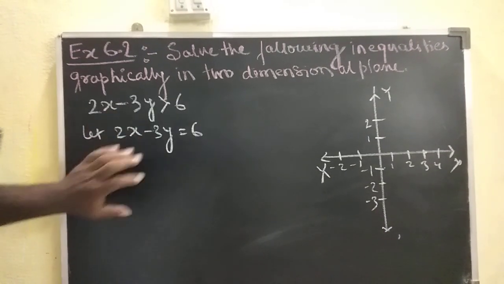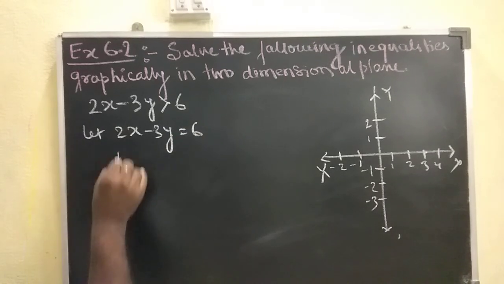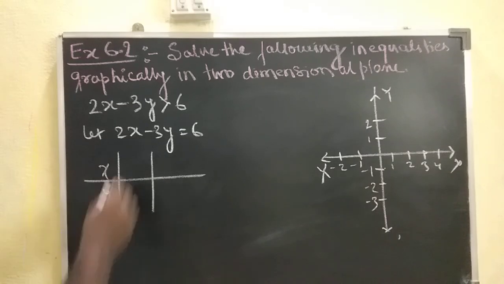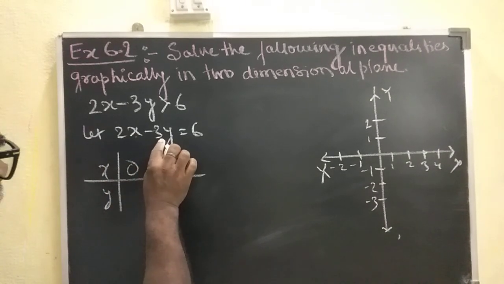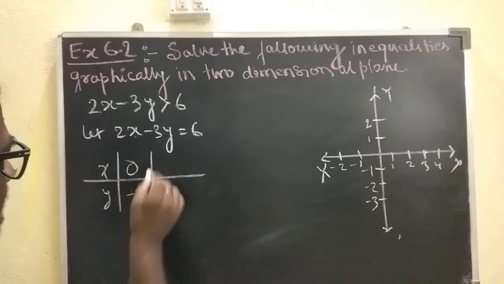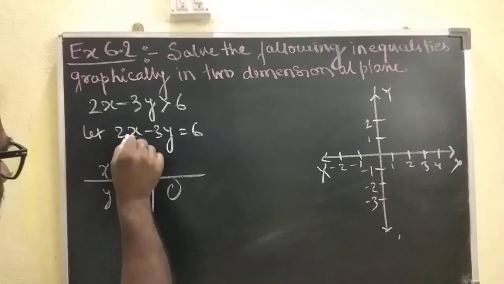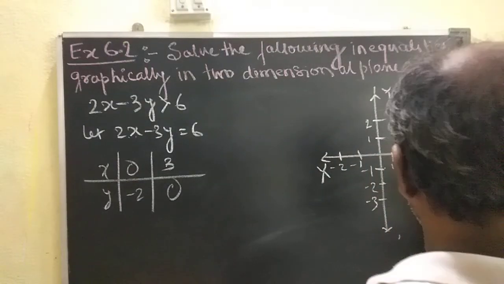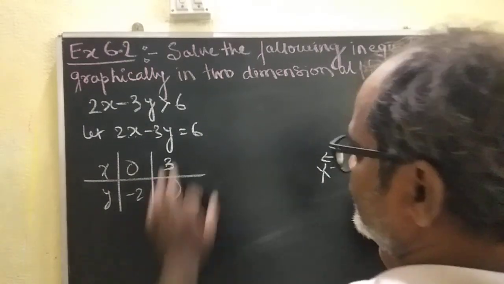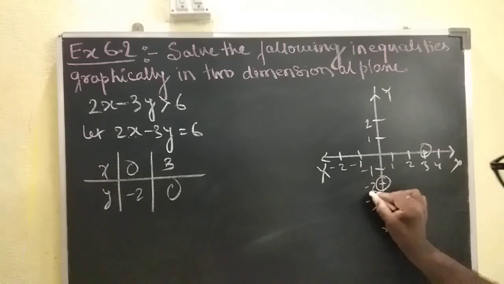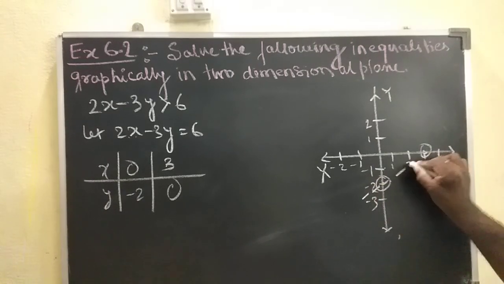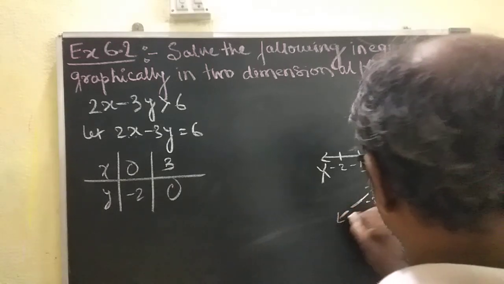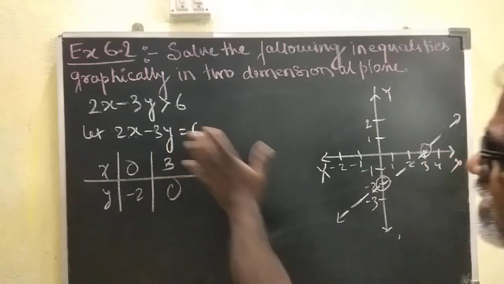There is one more equation, so we will take 2x minus 3y equals to 6, and we write here x, y in this way. Suppose if x equals to 0, then y becomes minus 2, and if y becomes 0, then x equals to 3. So our points would be this point as well as this point, and since it is less than, we draw only a dotted line, because here the less than sign is given, so we will put a dotted line here, and we have to show which side the shading should be.